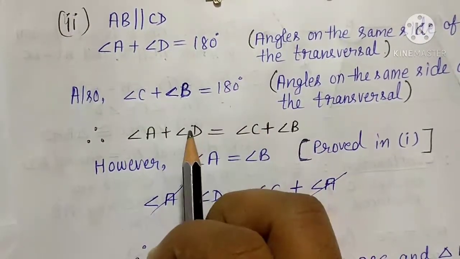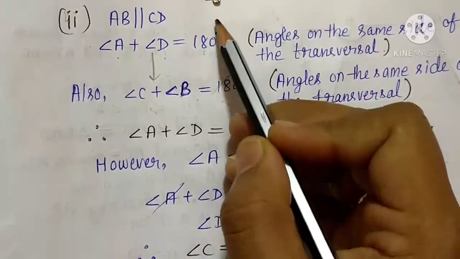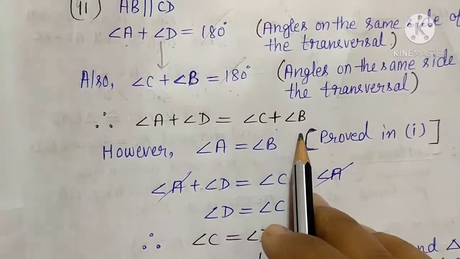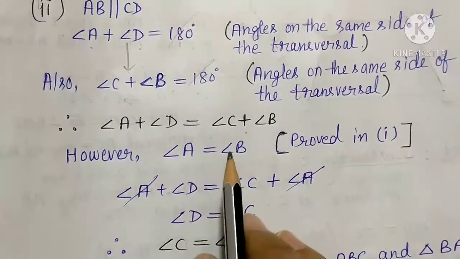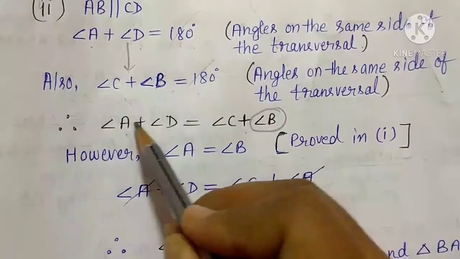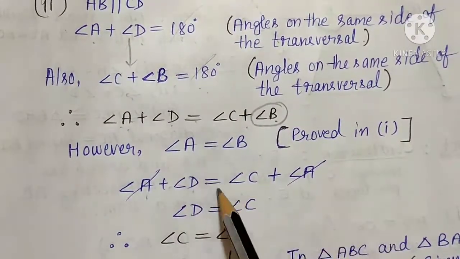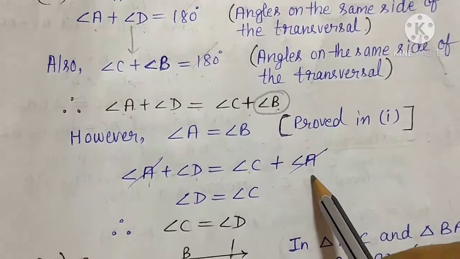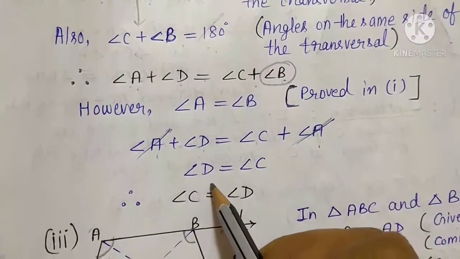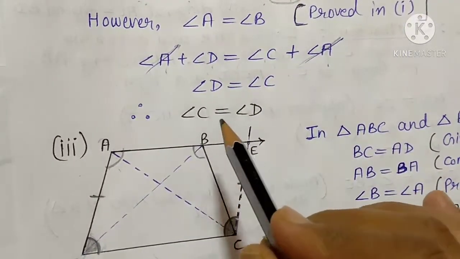Now again see, 180 degrees here, and 180 degrees here also. So from this we can say that angle A plus angle D is equal to angle C plus angle B. As we have written here, the 180s we can cut. In our first part we proved that angle A is equal to angle B, so we can replace angle B with angle A, as both are equal. So angle A plus angle D equals angle C plus angle A. Now we can cut angle A. What is left? Angle D equals angle C, or we can say angle C equals angle D, which we had to prove. So the second part is also proved.